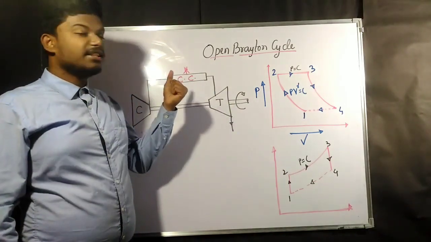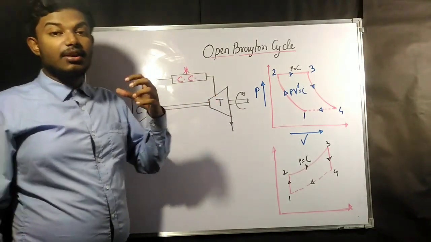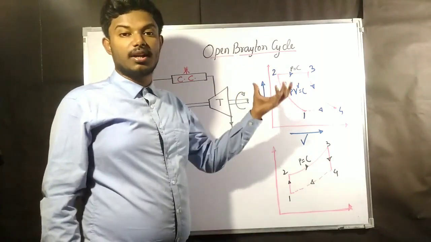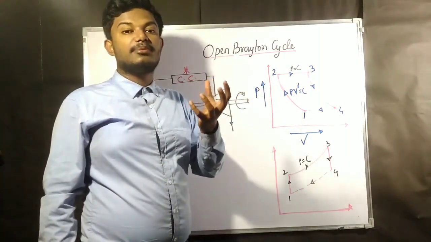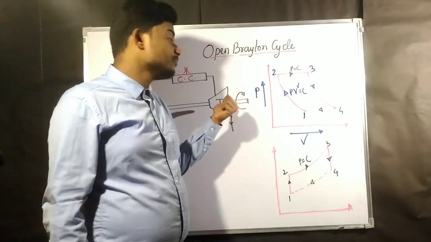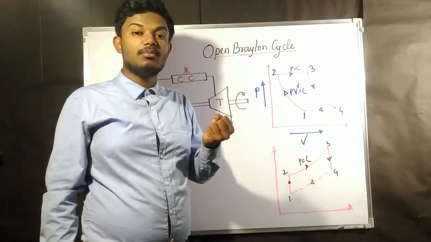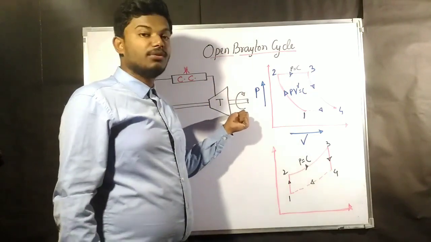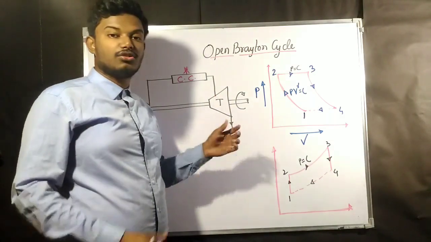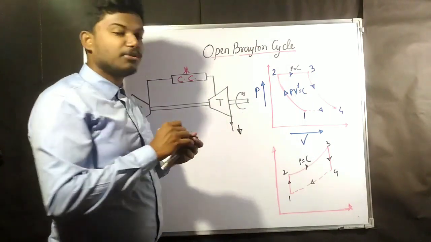This high temperature, high pressure air is now going to expand in the turbine, and while expanding, the turbine does some work. That means the high temperature, high pressure air expands in the turbine, and that expansion process gives us some work. So in this way we get work, and after expanding, this is the exhaust, or the combustion products go out into the atmosphere again.